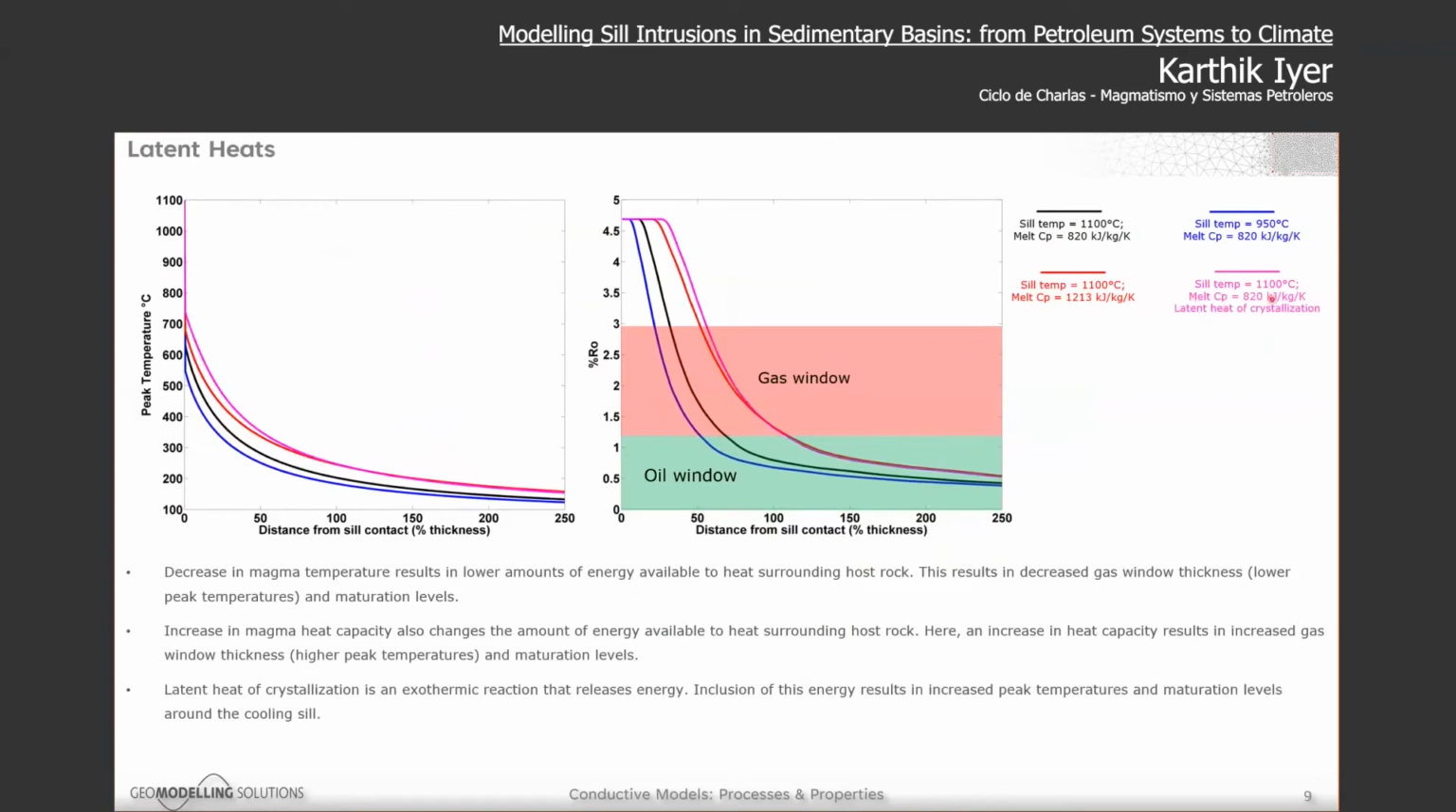The latent heat of crystallization: again, I'm going back to my base model here, sill temperature of 1100 and the same heat capacity, but I quantify the process of latent heat of crystallization, and adding that adds an equal amount of energy into the system as significantly changing the melt heat capacity. So you see that just small tweaks in properties in a simple model make a big difference. So we need to get that correct. And one way of doing that is to test our different inputs for the model against measurements such as vitrinite reflectance, which records time and temperature.